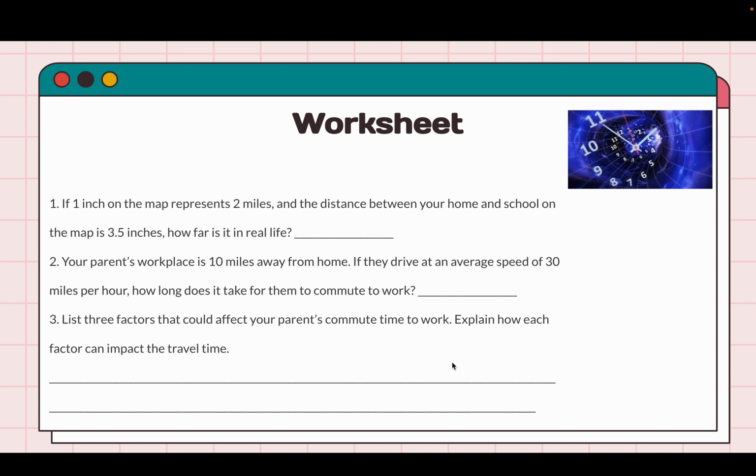This is the worksheet that will be given to them. Just to go over number 1 really quick. If 1 inch on the map represents 2 miles and the distance between your home and school on the map is 3.5 inches, how far is it in real life? So the operation they'll be doing is multiplication. So 3.5 times 2. Or they can also do 3.5 plus 3.5 to get the answer.